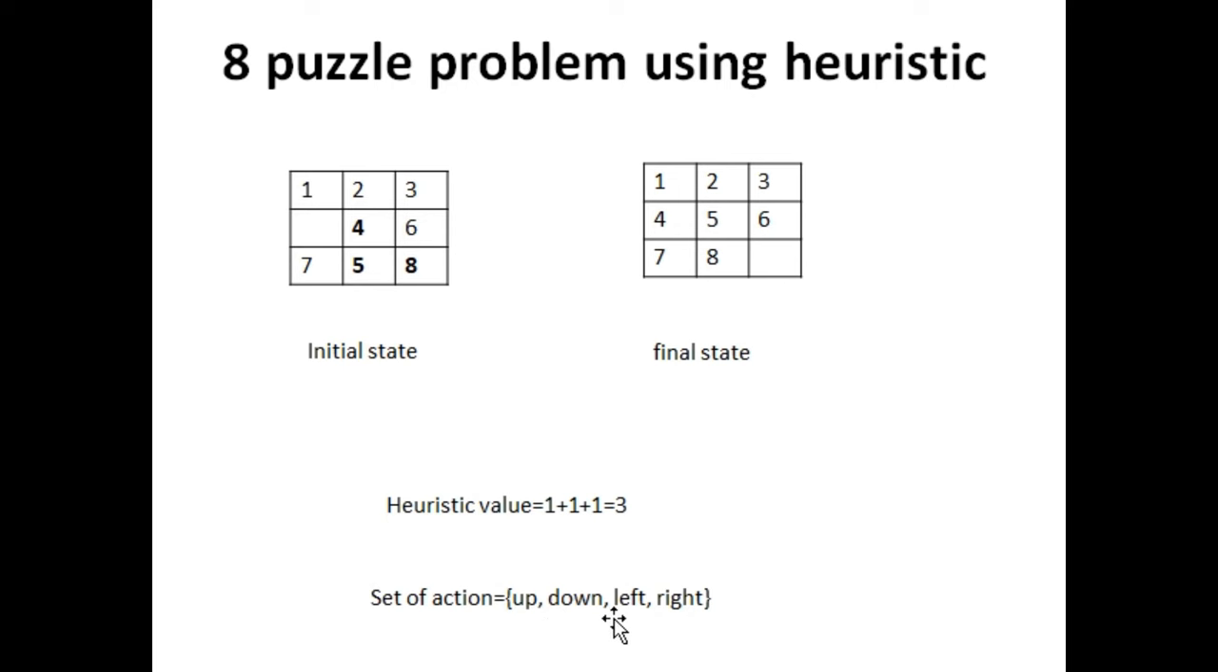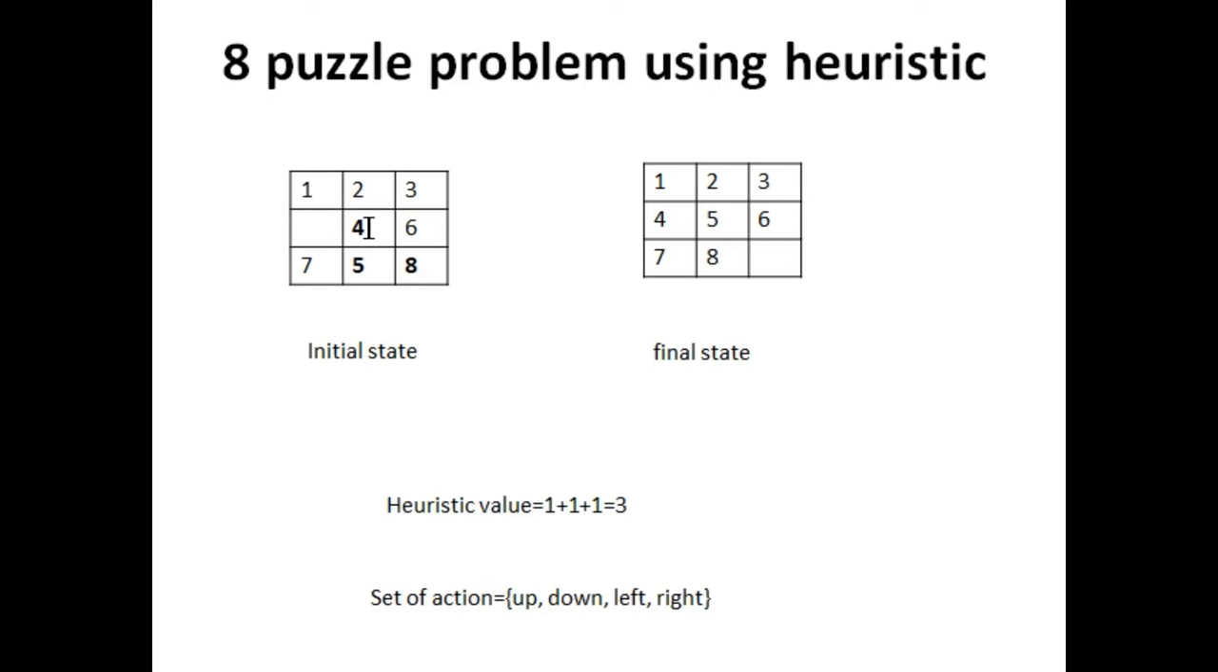So if any problem has an initial state, final state and set of actions, we can say that the problem is a well defined problem. So if we have all three things, it is a well defined problem. So just look at the heuristic value.